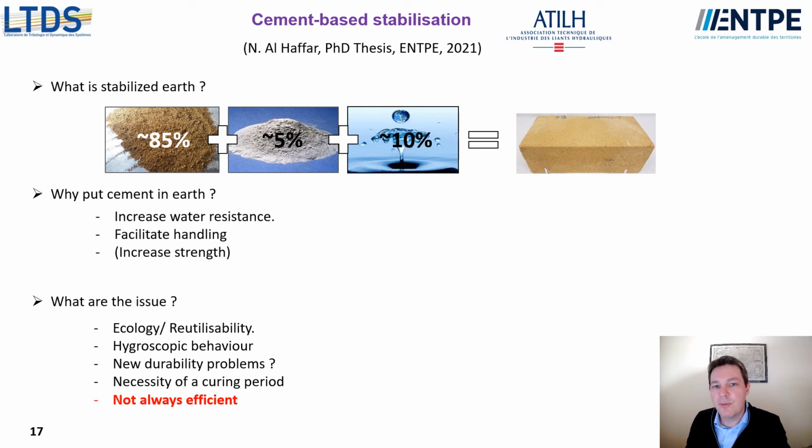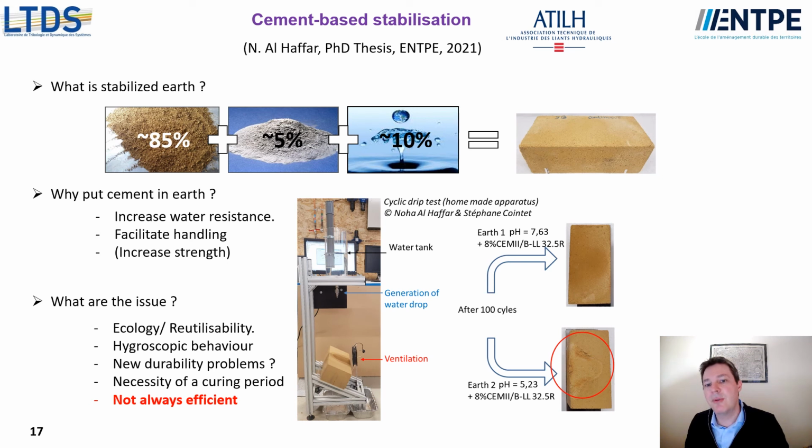But the problem is that putting some hydraulic binder in the earth reduces its ecological assets, reduces its reusability, and it is not always efficient. We have tested here, for example, with a cyclic drip test, which is a test to estimate the durability to erosion, and we can see that with the same cement and the same dosage, but for two different earths, for one earth the resistance to erosion is perfect, while for another one there is some erosion problem. So we need research in order to improve this stabilization of earth in order to make it always efficient.